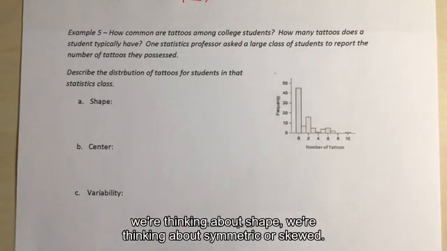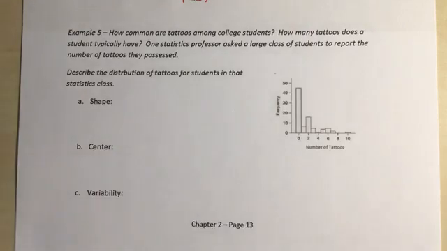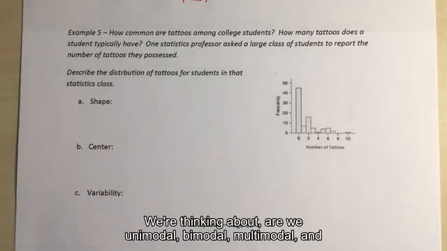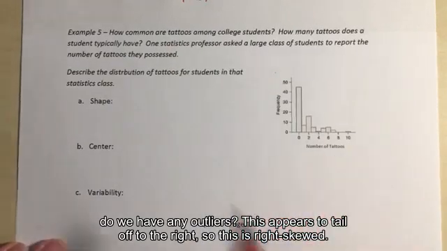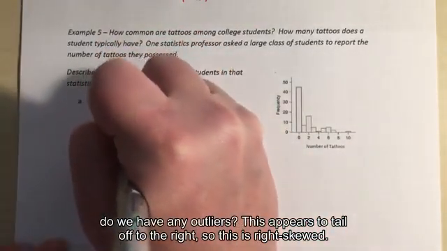Remember, when we're thinking about shape, we're thinking about symmetric or skewed. We're thinking about, are we unimodal, bimodal, multimodal, and do we have any outliers? So this appears to tail off to the right. So this is right skewed.